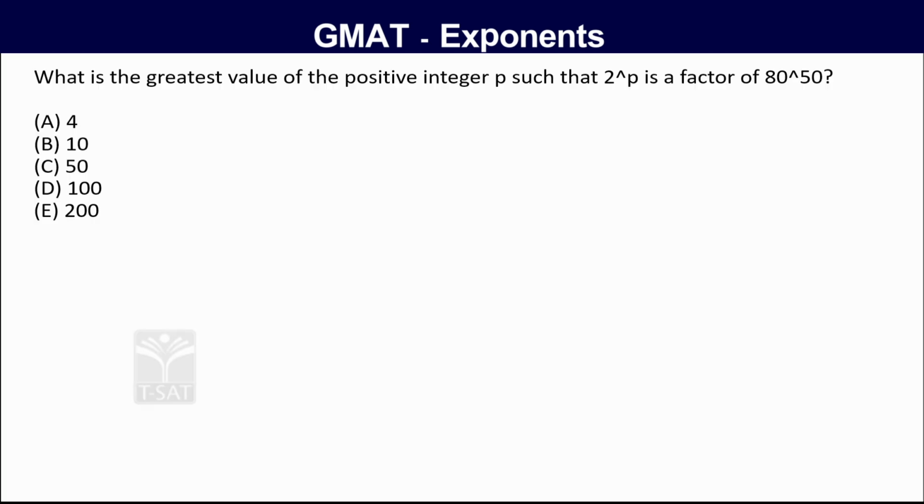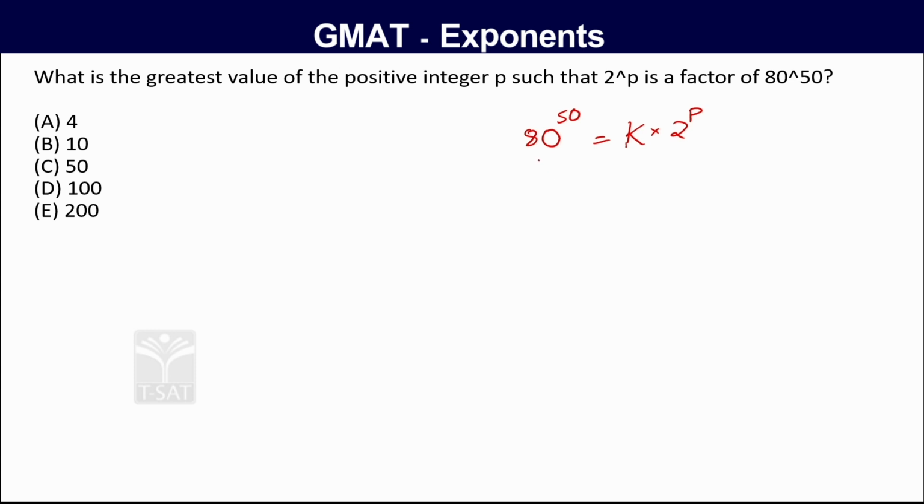What is the greatest value of the positive integer p such that 2 to the power of p is a factor of 80 to the power of 50? So, when 2 to the power of p is a factor of 80 to the power of 50, that means it is a multiple. If you multiply the factor with another factor, you get 80 to the power of 50.